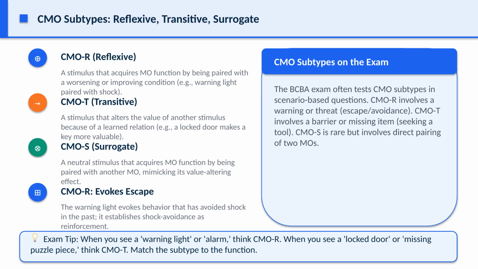For the exam, remember that CMOR typically evokes escape or avoidance. CMOT evokes seeking or acquisition, and CMOS simply copies the effect of a paired MO.